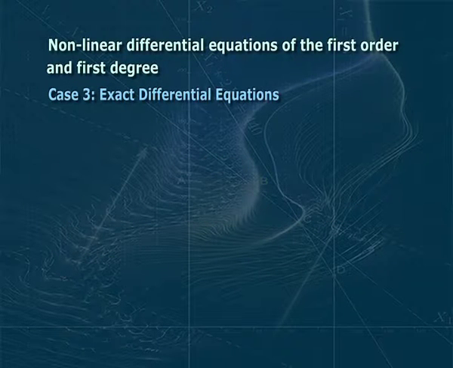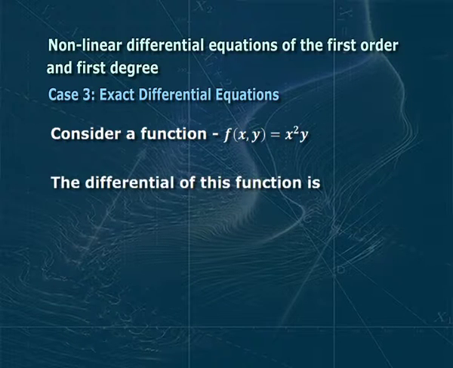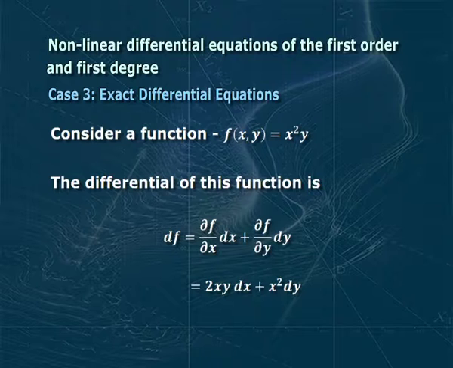Let us now consider case 3, exact differential equations. Consider a function f(x, y) which is equal to x square y. The differential of this function is df is equal to delta f upon delta x dx plus delta f upon delta y dy, which is equal to 2xy dx plus x square dy.